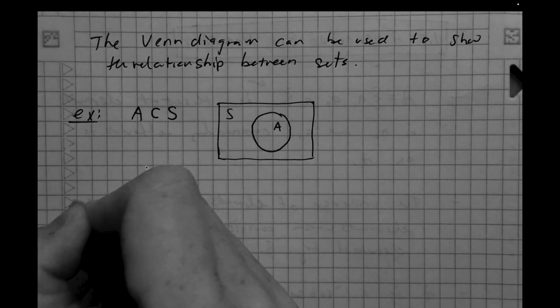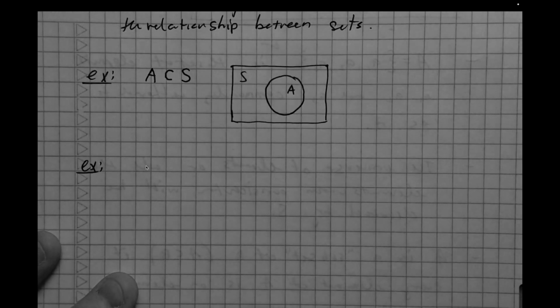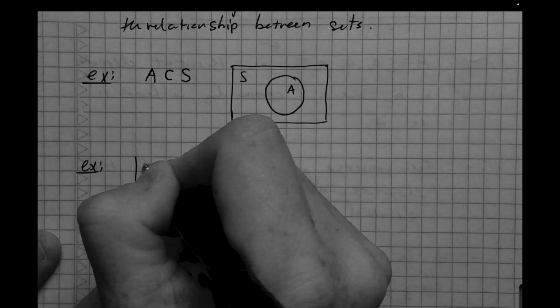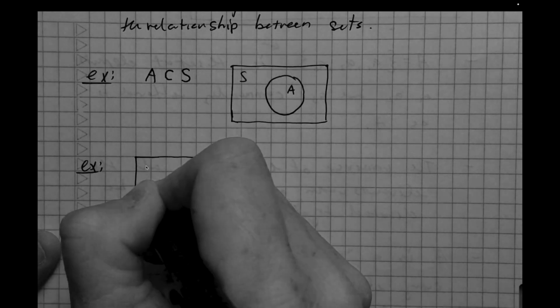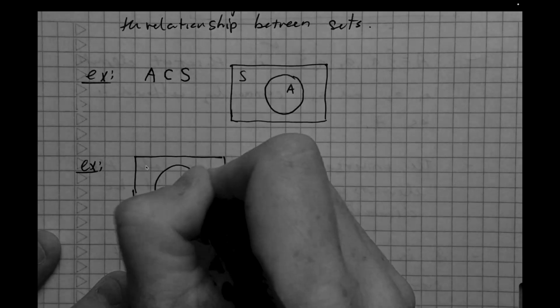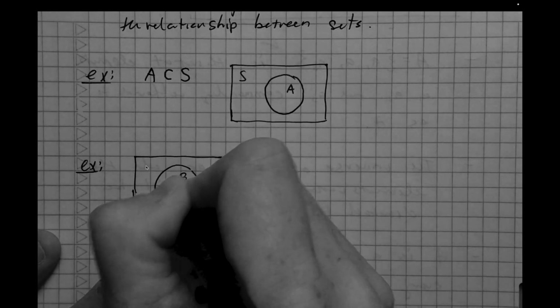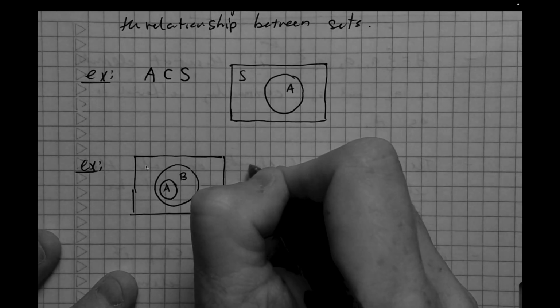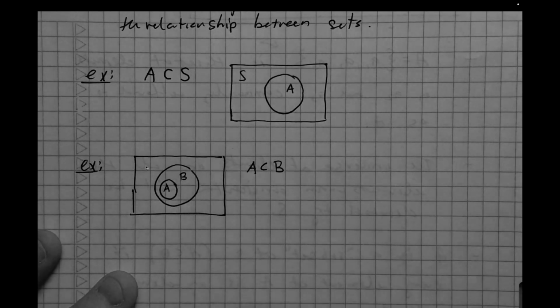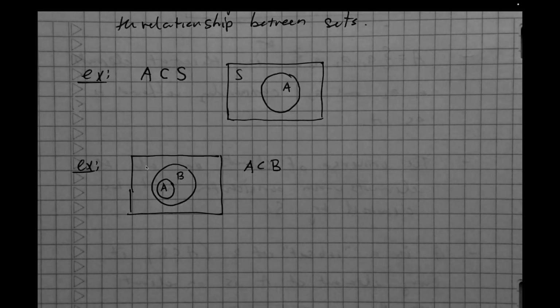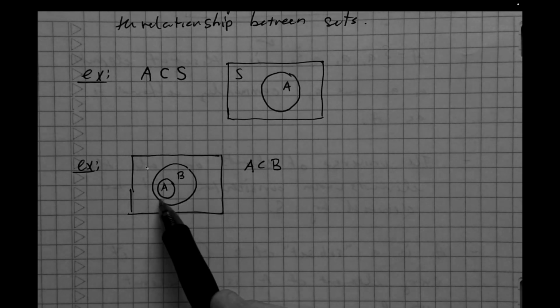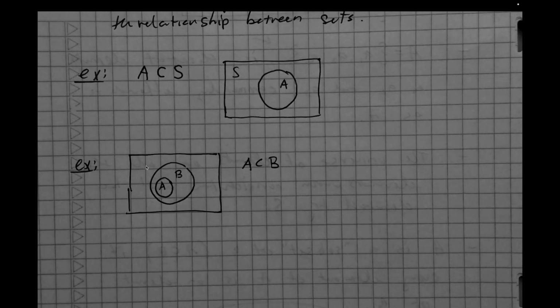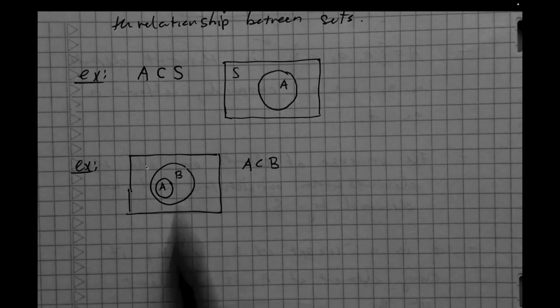Now maybe instead I want to visualize A as a subset of B in the universe. So I can start by drawing my universe here, and then I draw B, and then somewhere inside of B I've got a set A. So this would be A as a subset of B. It's clear from the Venn diagram that the set A, the circle that contains the letter A, is entirely contained inside the circle denoted as B. So the idea is that everything that's A is also inside B.